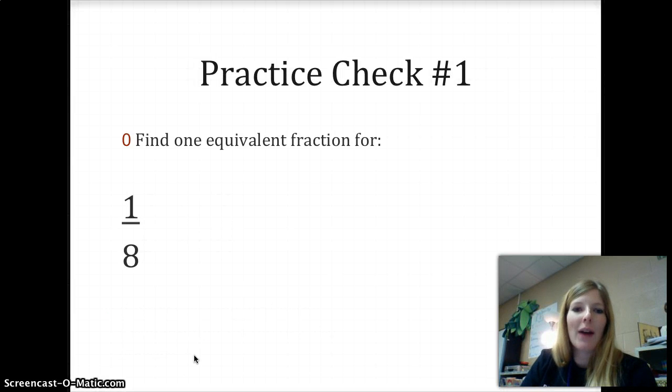So here's our first practice check. I want you to find one equivalent fraction for 1/8. Use the strategy of multiplication, multiply it times anything. As long as it's the same on the top and the bottom, you will find an equivalent fraction. Pause the video while you work it out because I'm going to give away answers.